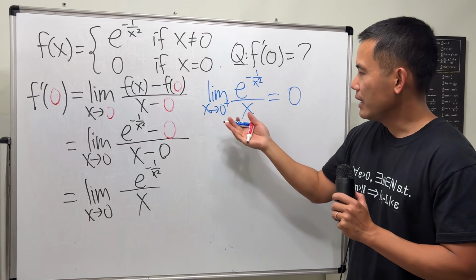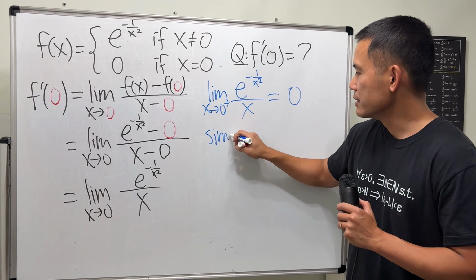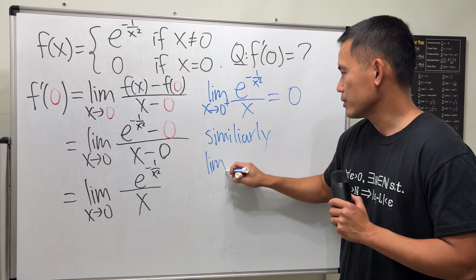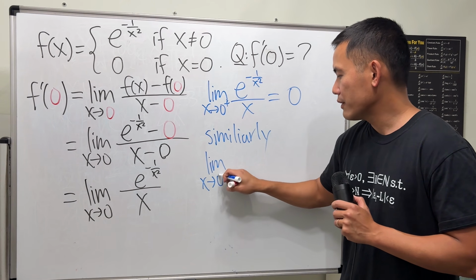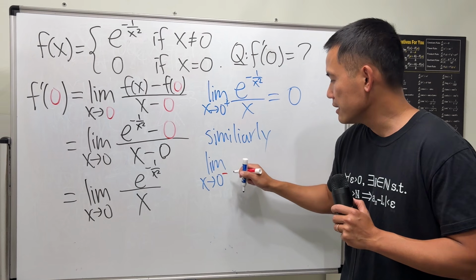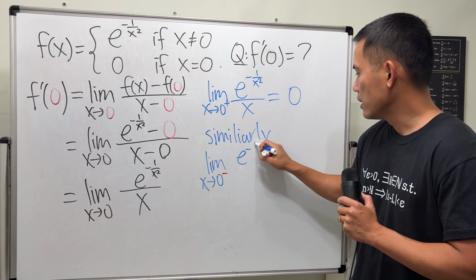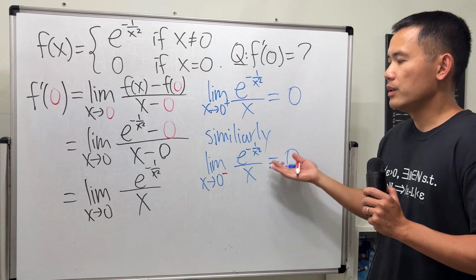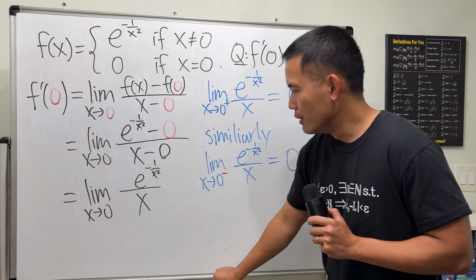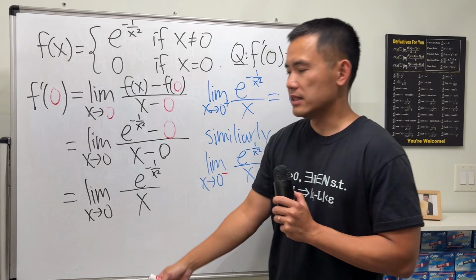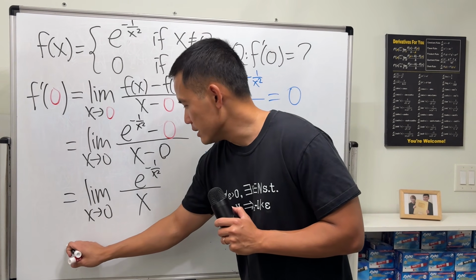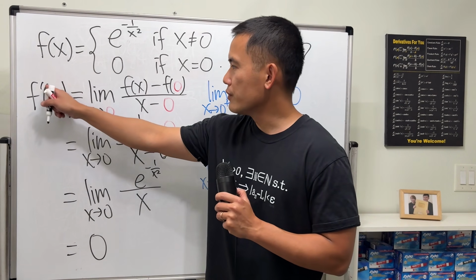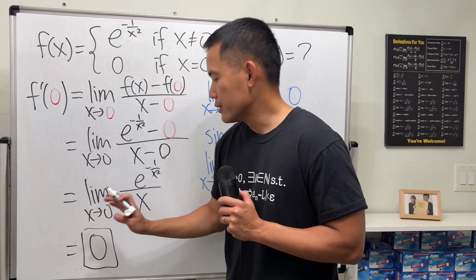And now, for the other direction, I will just put down similarly. Pretty much the same thing, and you can work that out on your own. When you have x approaching 0 minus, be careful with the negative and all that stuff, but you will also end up with this being equal to 0 as well. So all in all, we can come back here and say that this limit is equal to 0. So that means our derivative here is just equal to 0.